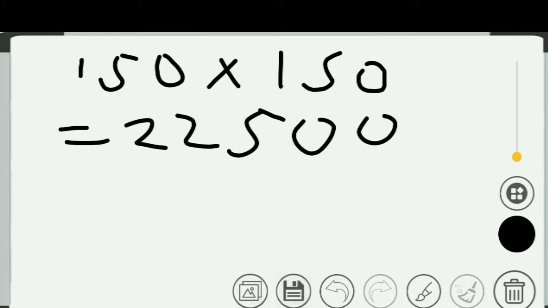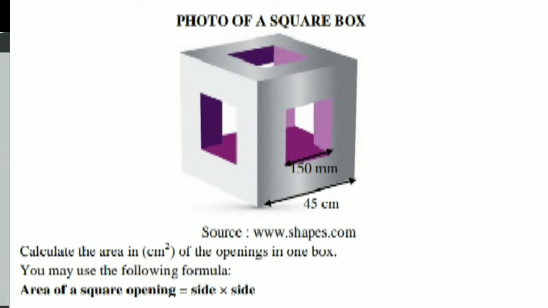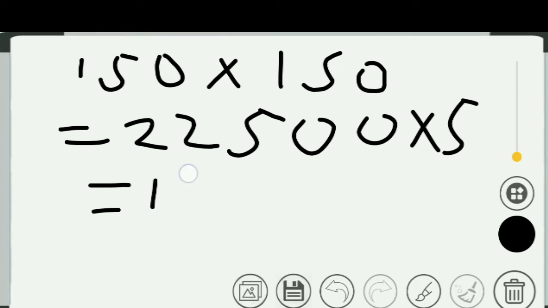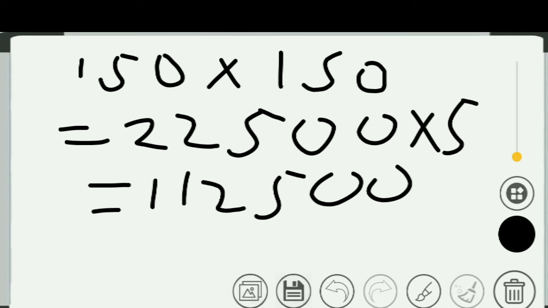So now we take this 22,500 millimeters, we multiply it by 5. So why do we multiply it by 5? It's because there are 5 squares. As you can count here: 1, 2, 3, 4, 5. There are 5 squares on the box, as you guys can see. So we multiply it by 5, which equals 112,500 millimeters squared.